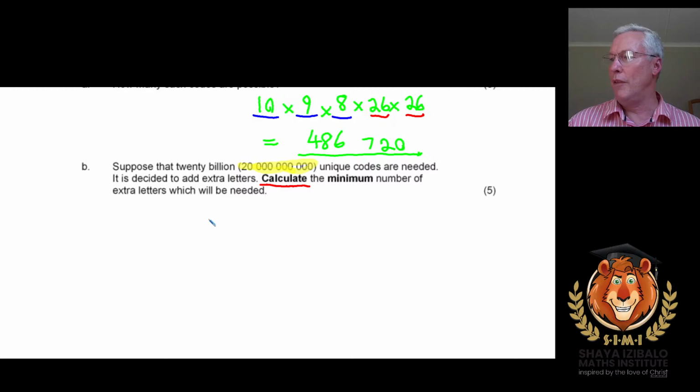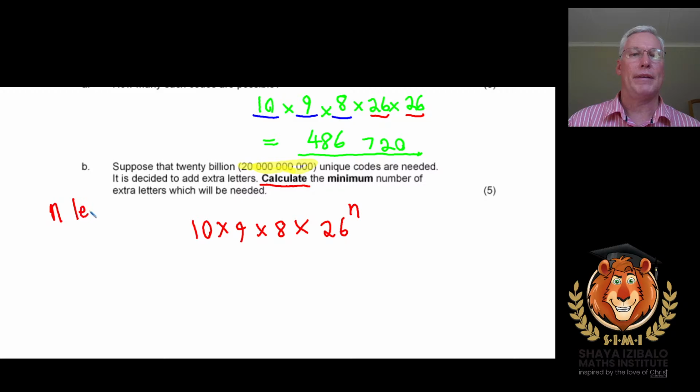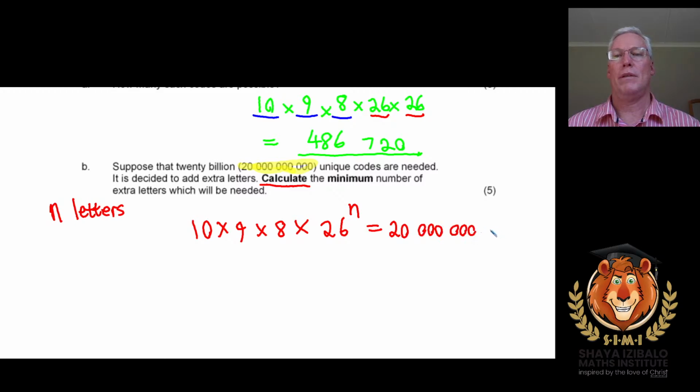Again, our number of codes is actually going to be 10 times 9 times 8, and those are for the digits at the front. And then we're going to have 26 times 26 times 26. Suppose we have n letters altogether, we need this to be at least as big as 20 billion. We're going to solve this.